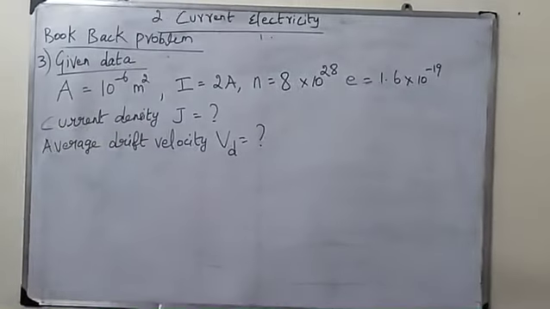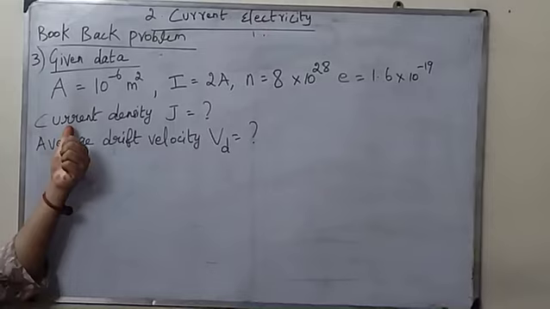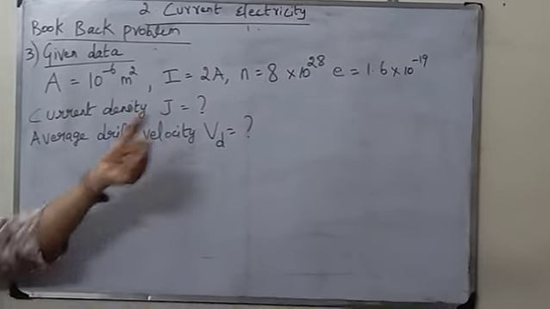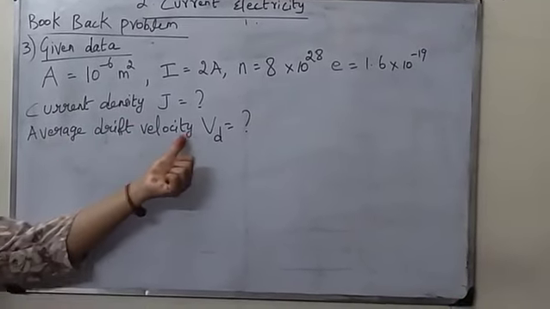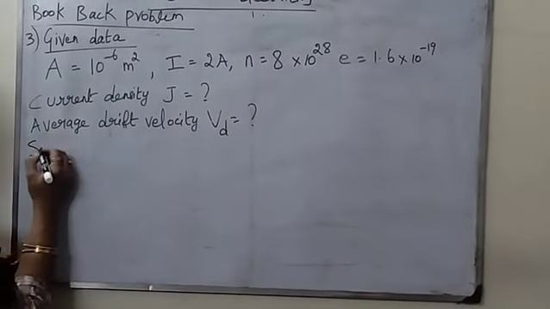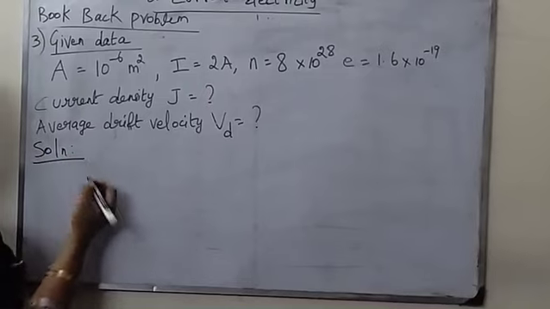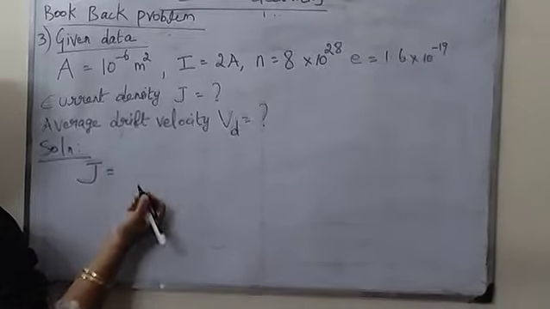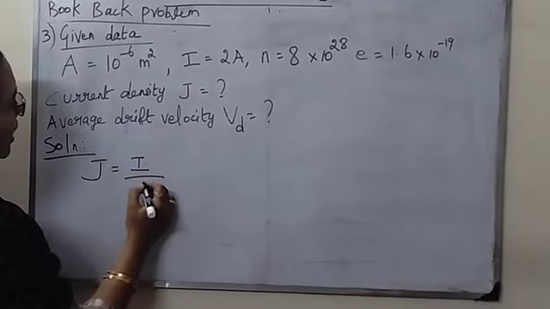In this problem they have asked us to find two things. One is current density J. Another one, average drift velocity Vd. Both we have to find. So first we will write the formula for current density J. J is equal to I divided by A.